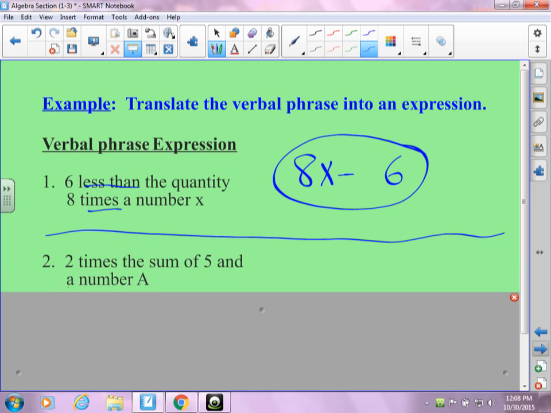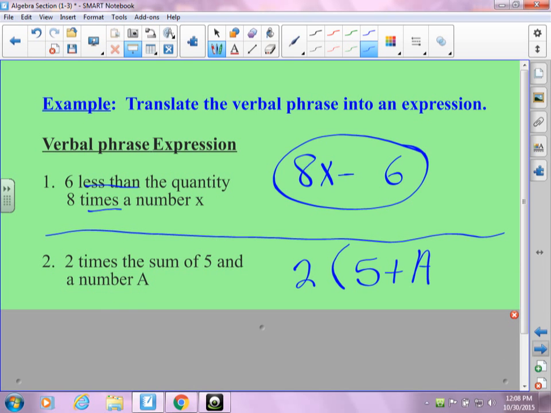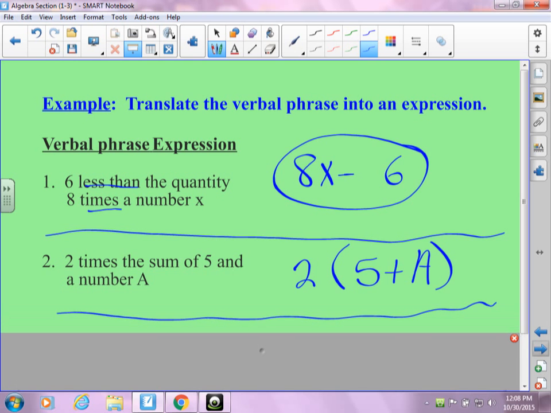Right? Let's go to number 2. 2 times the sum of 5 and a number a. I'm going to put 2 out front. I'm going to use parentheses, and I'm going to go 5 plus a. We're going to use parentheses because I'm multiplying 2 by the sum of those two. So you need to make sure you have parentheses. If you don't, you wouldn't get the same answer. So make sure you have the parentheses.